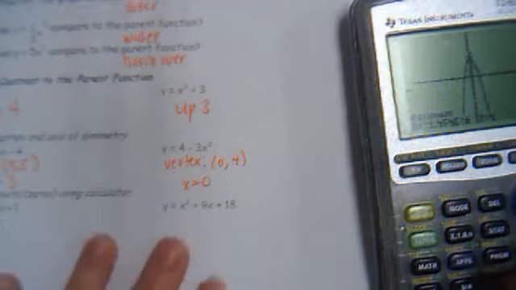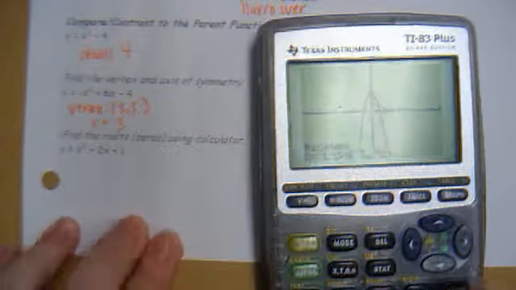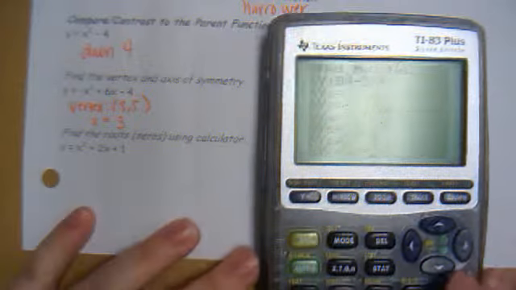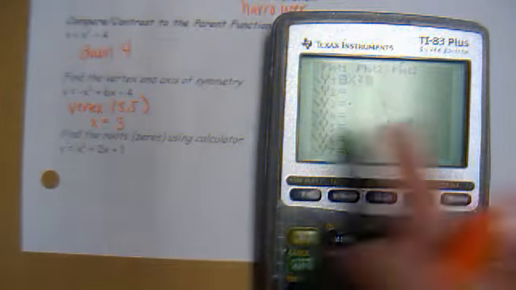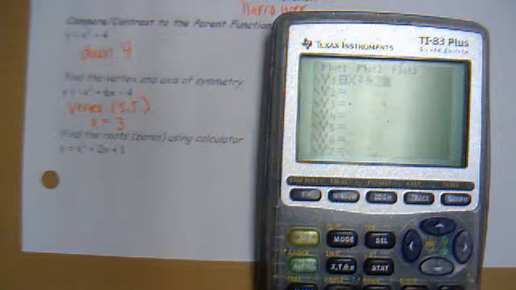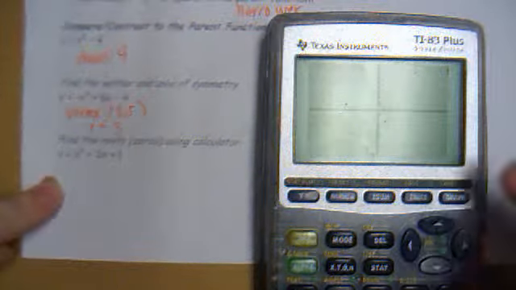So now, next part is finding the roots, so your zeros, using the calculator. What roots and zeros mean is finding where they cross the x-axis. Your x-axis is your horizontal axis. So I'm going to type this first equation in: x squared plus 2x plus 1. I'm going to graph it.